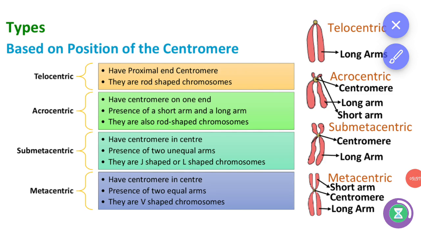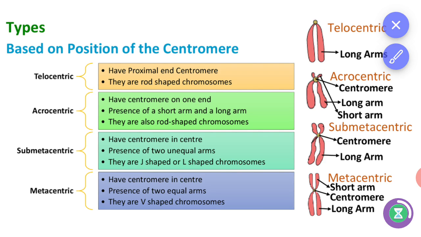Chromosomes are classified based on the position of the centromere into four types: telocentric, acrocentric, submetacentric and metacentric chromosomes. Telocentric chromosome means the centromere is found at the terminal end, and these are rod-shaped chromosomes. Acrocentric chromosome means the centromere is found near one end, with a short arm at one end and a long arm at the other end. You can see the diagram also.